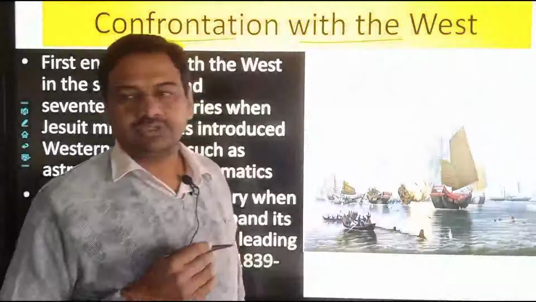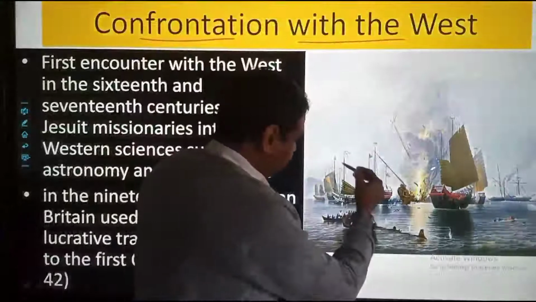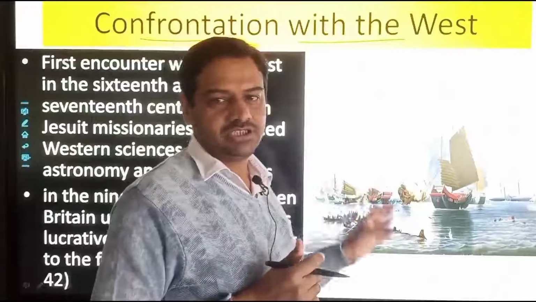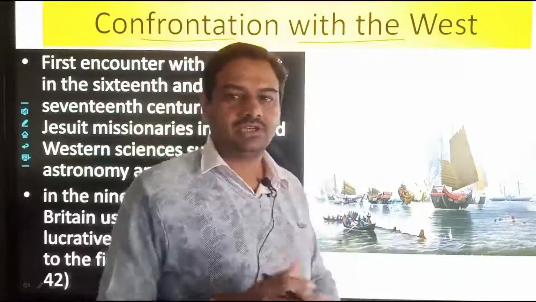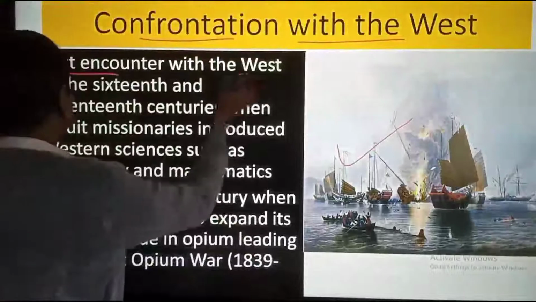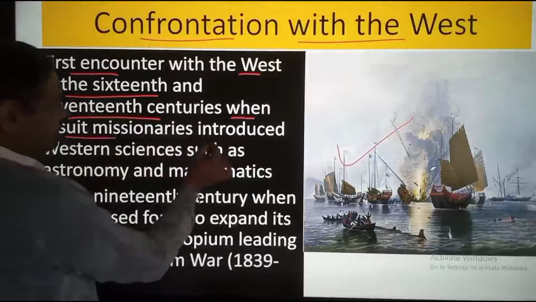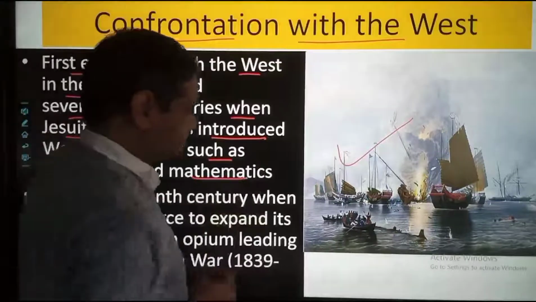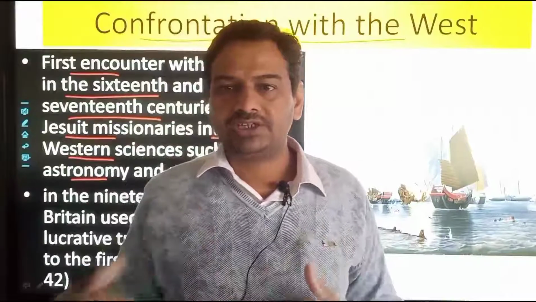Confrontation with the West. How China confronted the Western powers, that we are going to study over here. You can see that ships and boats are shown over here. It symbolizes the trade of China with the Western powers, especially the trading link was with Britain, and Britain was having a colony on this side in India. The first encounter with the West was in the 16th and 17th century, when Jesuit missionaries introduced Western sciences such as astronomy and mathematics. Jesuit missionaries are those missionaries who have an aim to spread Christianity in the world.